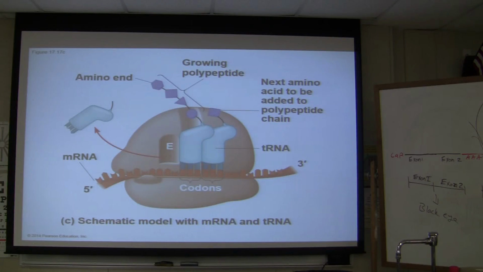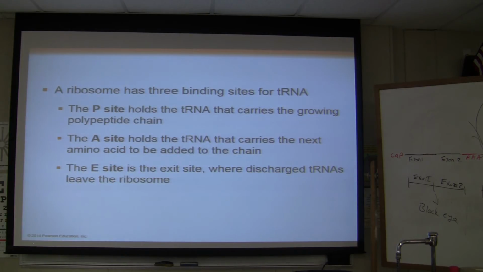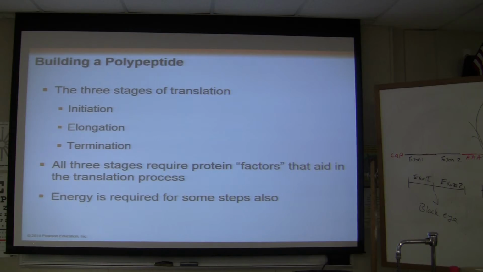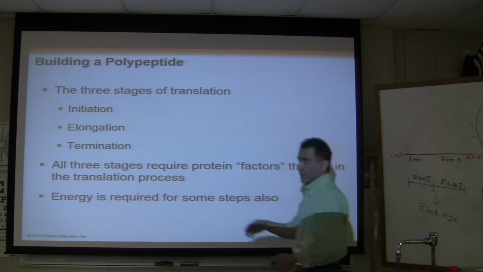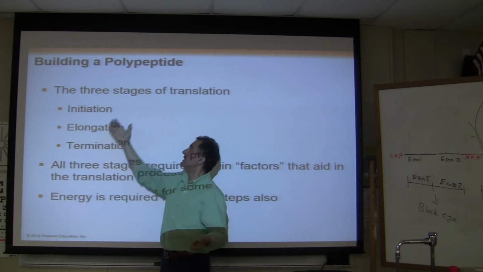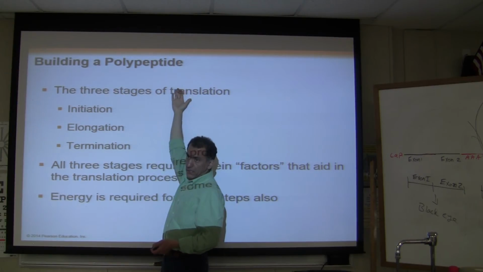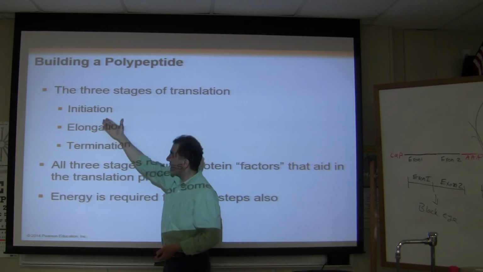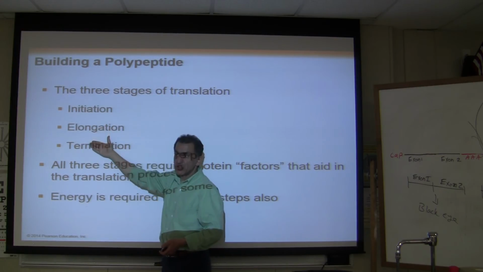Okay. Now, building a polypeptide. The three stages of translation are initiation, elongation, and termination, just like transcription. What were the three stages of transcription? Initiation, elongation, termination. What are the three stages of translation? Same thing: initiation, elongation, termination.